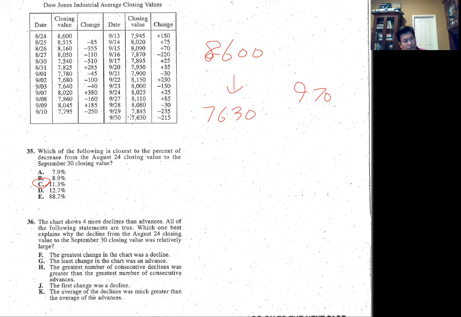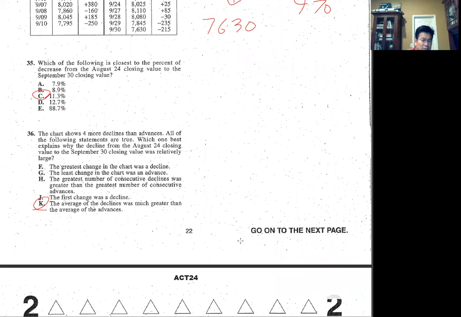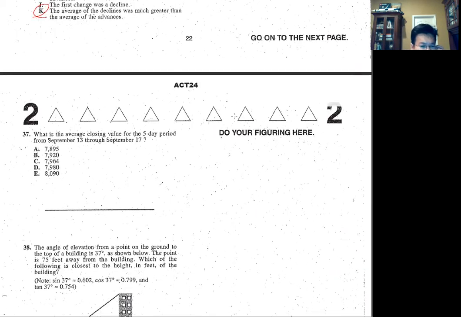So F, we don't know. This has nothing to do with the question itself. And G, the least change, is also not relevant, because the question is asking why the decline from this is relatively large. So this is K. So if you average out, what decline is greater than the other events. That's what I meant. The 5 day period, September through this average closing value.